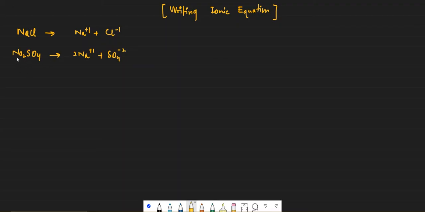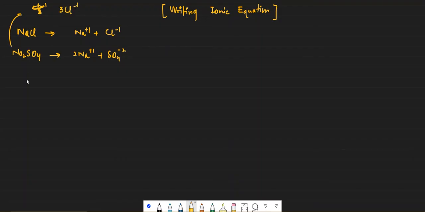You cannot break Na2 into Na2 plus. If there are three chloride ions, you will always say there are three chloride ions. There will always be a number on the coefficient side of the symbol of an element. You will never write it like chlorine 3 minus. You have to write 3 chloride ions.